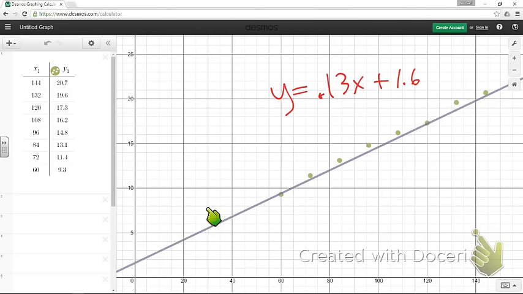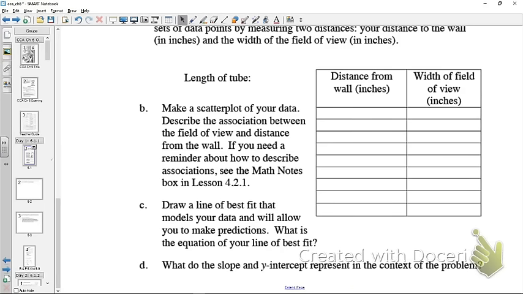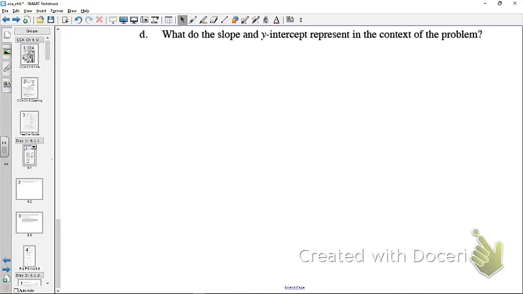Okay, so that's the line of best fit. I'm not really going to talk much about it because we already discussed a lot of the content. So let's go back and answer the question of the classwork. What do the slope and the y-intercept represent in context of the problem? Let me make some room here. Remember, our equation was y equals 0.13x plus 1.6.